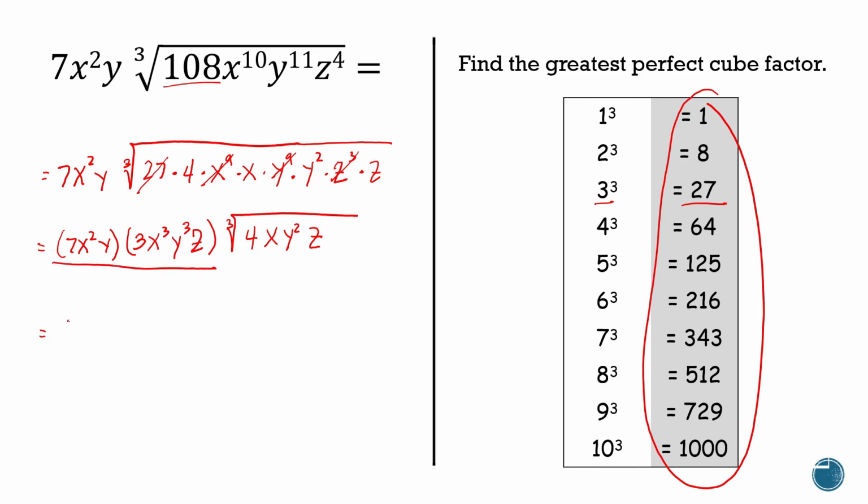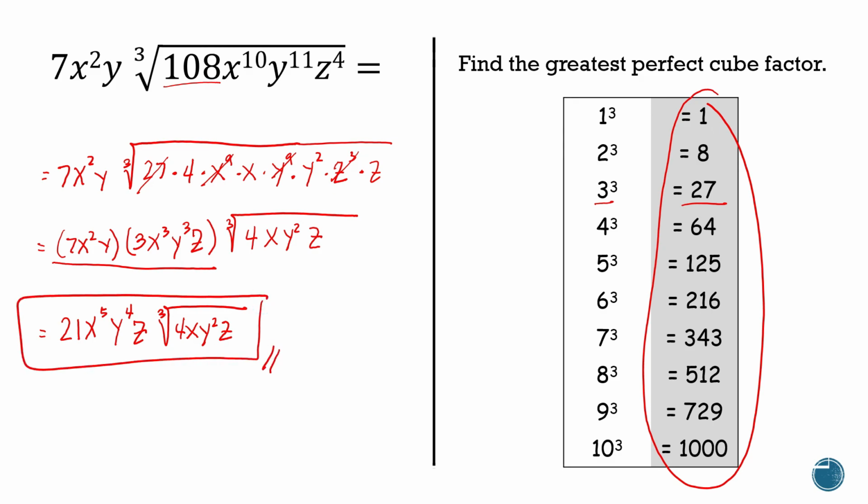So 7 times 3 is 21. x squared times x raised to 3 is x raised to 5. We will add the exponents. y times y raised to 3 is y raised to 4, and of course the z. And just rewrite that radical for x, y squared, z.